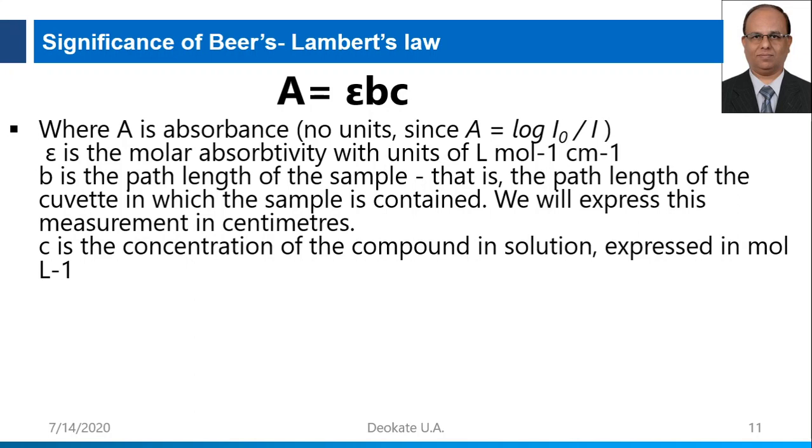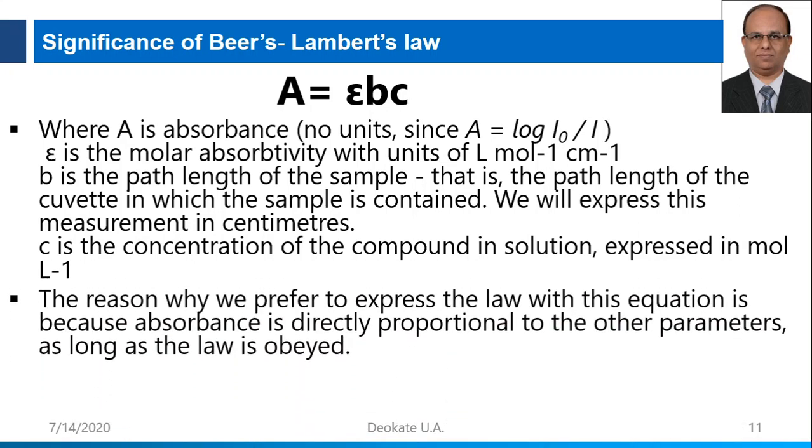B is the path length of the sample, that is, the path length of the cuvette in which the sample is contained. We express this measurement in centimeters. All path lengths are in centimeters. C is the concentration of the compound in solution, expressed in moles per liter, because we are using epsilon as the value. If you are taking small a absorptivity as the value, the concentration will be grams per liter.